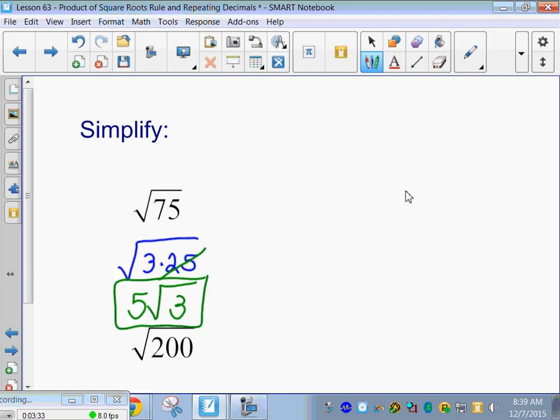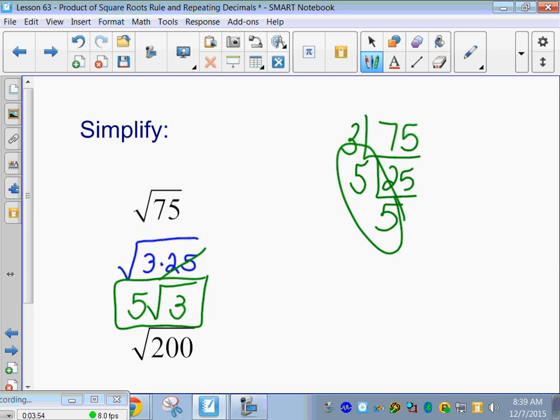I want to show you another way to do this. Upside down division, you guys. Do you guys remember this? We check first for 2's, then we go to 3's. 3 goes into 75 how many times? 25 times. And then 25 is 5 times 5. So if you don't know, break it down to prime numbers, and every double number leaves the house as 1. It leaves as 1 number because we're taking the square root of 25, which is 5.